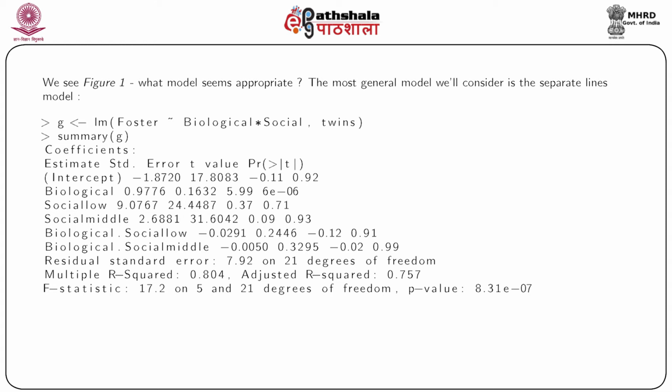So let us fit the regression line g equals lm, which is the linear model fit for regression, foster tilde biological times social, based on the dataset twins. This means, if you recall, this particular syntax tells R to fit the foster child's IQ based on the biologically reared child's IQ and their social status, as well as the interaction between the social class of the biological parent and the IQ of the person reared by the biological parents. So now we look at the coefficients from the summary of the above fitted linear model.